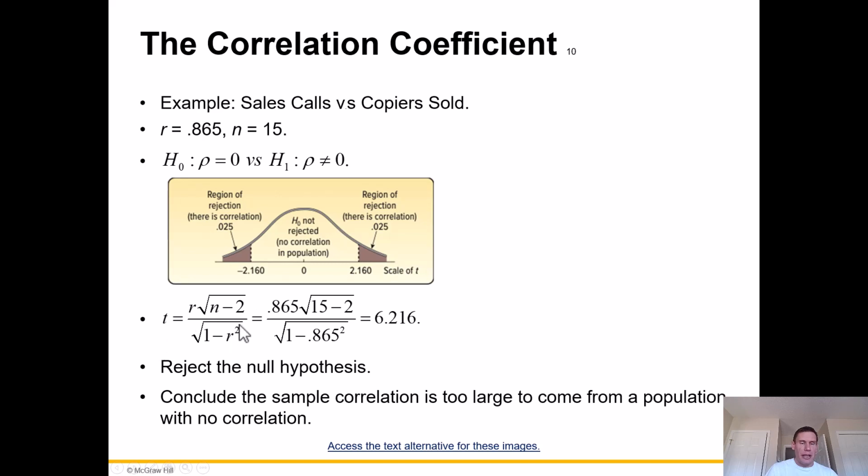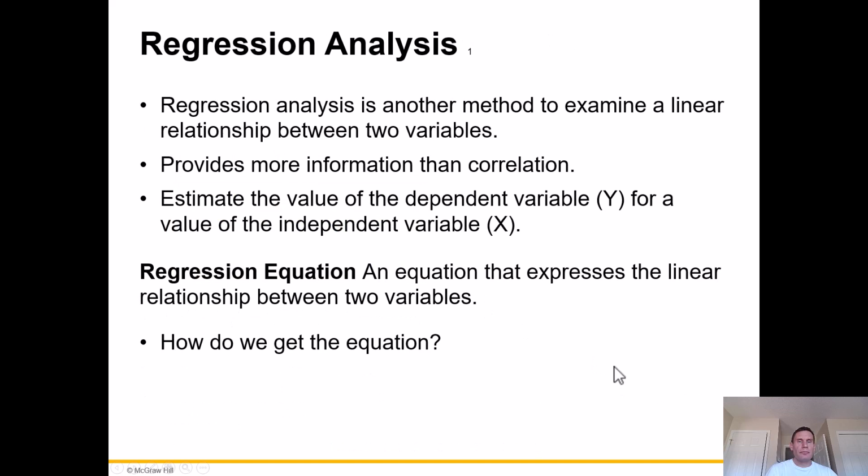So we plug in our numbers, and we get a t-value of 6.216. 6.216 is way more than 2.160. So we can certainly reject the null hypothesis and conversely accept the research hypothesis. So we can conclude the sample correlation is too large to come from a population with no correlation.